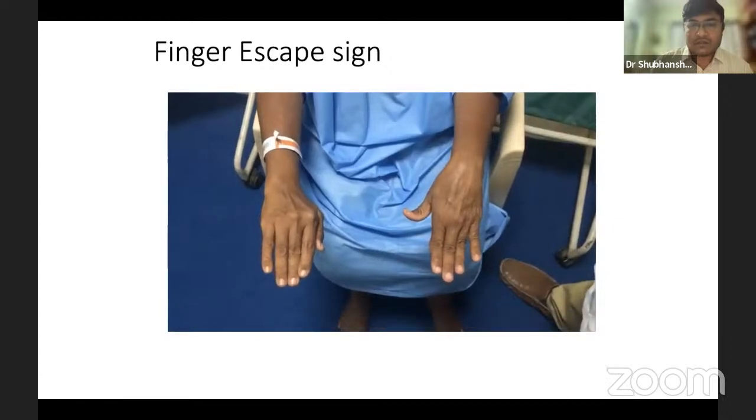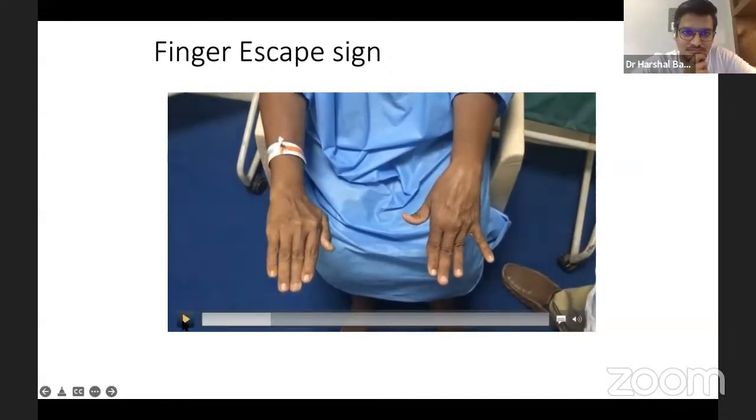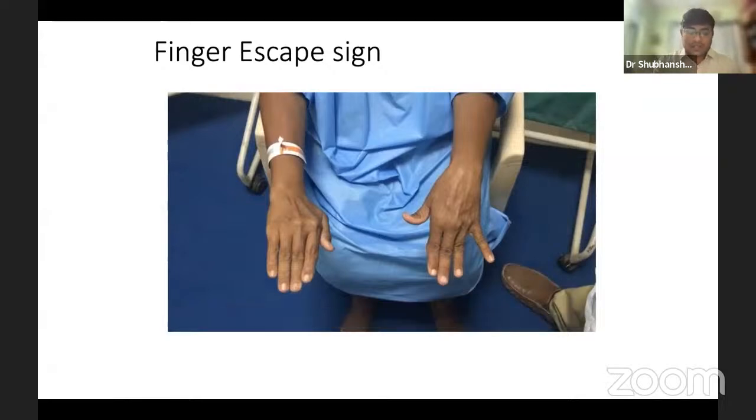Finger escape. Can you describe how it is done? Sir, I will ask the patient to extend the upper limb and hold it at eye level. After some time, the ulnar fingers will try to deviate. That's why it's called finger escape sign. It's a sign of a myelopathic hand. So can you enumerate all the different myelopathic hand signs? Sir, it includes finger escape sign, grip and release test, Hoffman sign, and one more, Wartenberg sign.